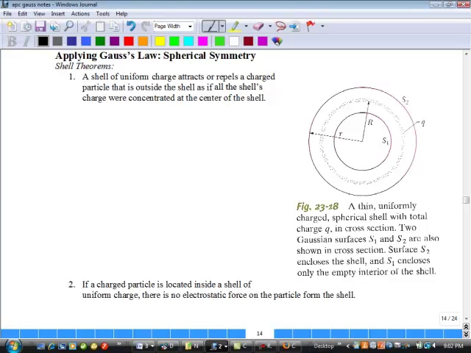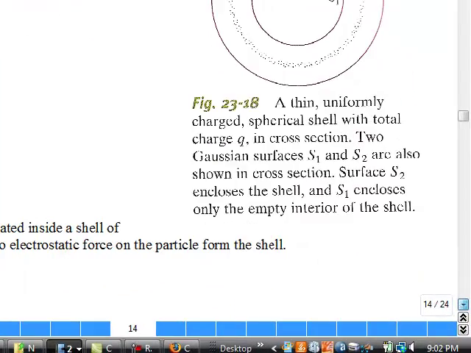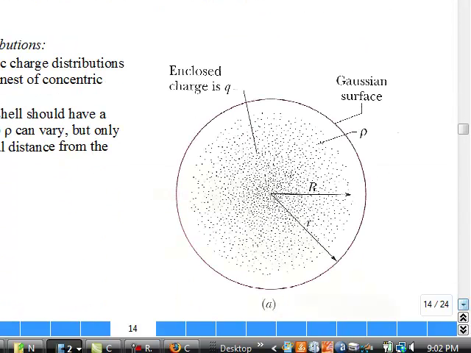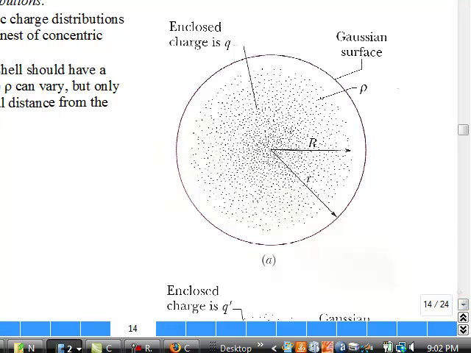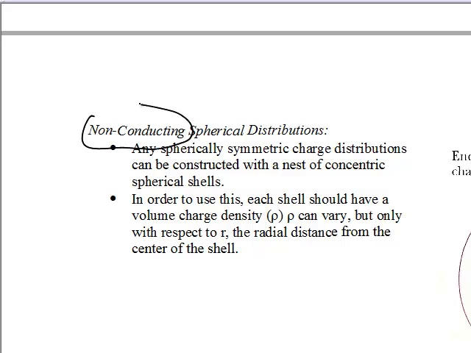So depending upon where it is, we'll make our Gaussian surface to do what it is. If a charged particle is located inside the shell of uniform charge, there's no electrostatic force on the particle from the shell. And our third one we're going to talk about here is a non-conducting spherical distribution. Anytime you see non-conducting, you can think of the charges throughout the entire thing.